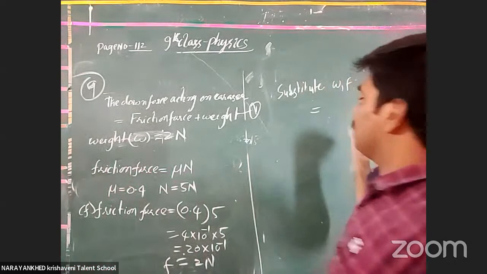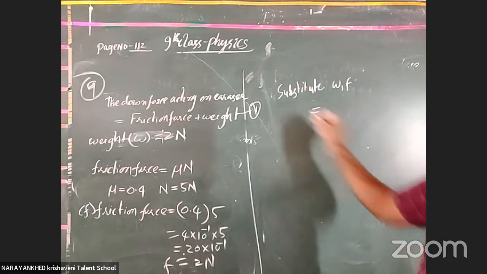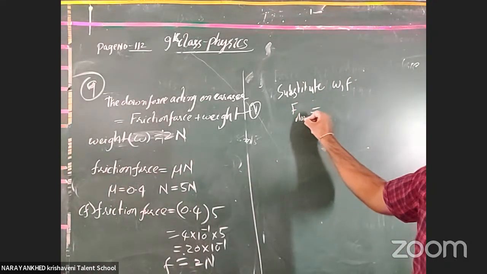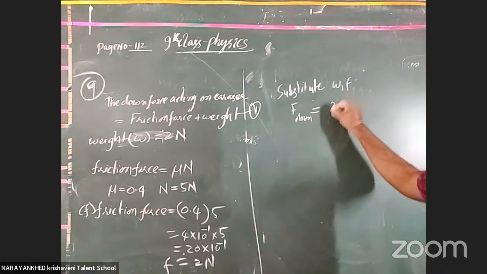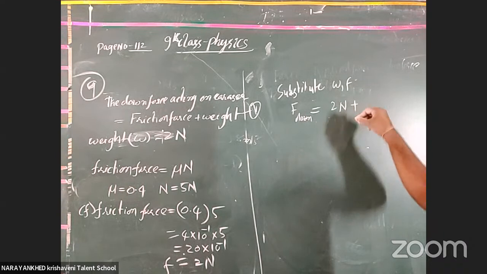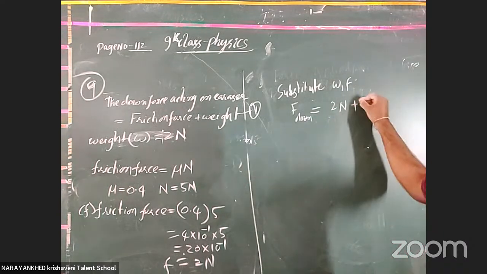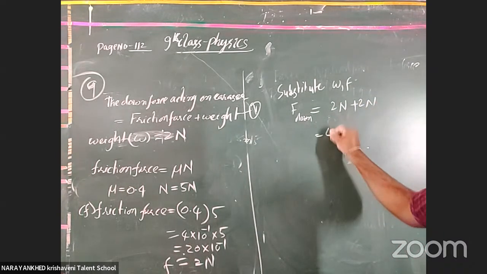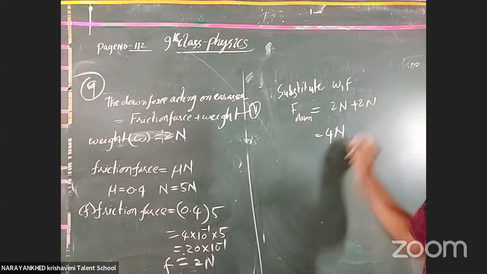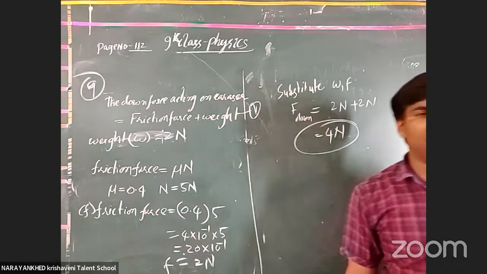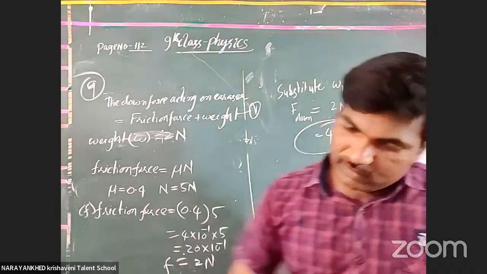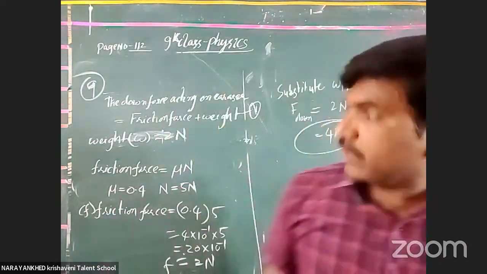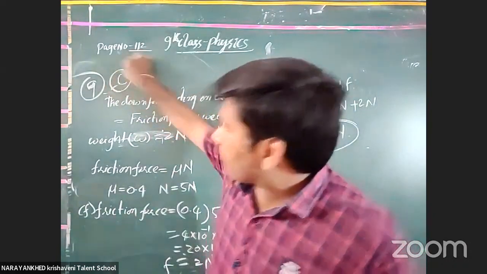What will we get? F downward is equal to how much? Frictional force 2 newtons, and as well as this, 2 newtons. Totally how much? 4 newtons. Downwardly, how much force do we use to erase it? 4 N. The answer is C.